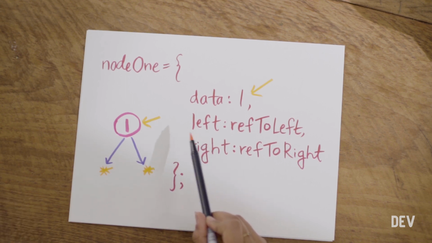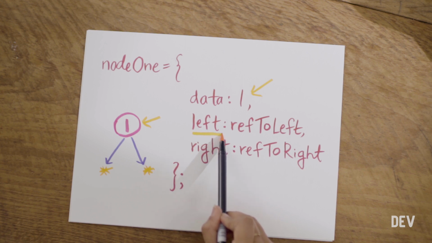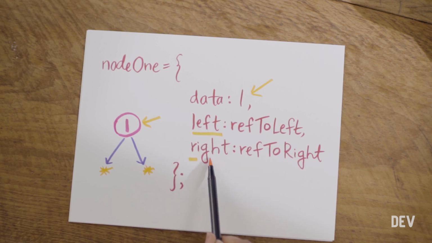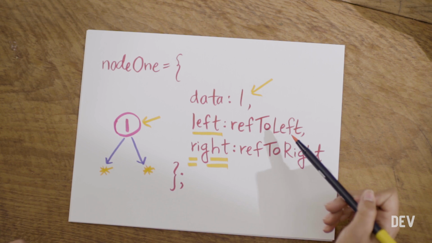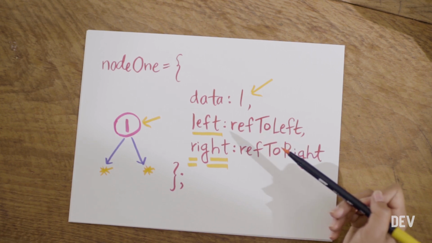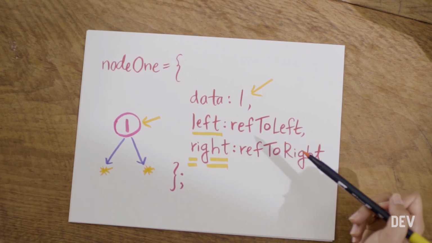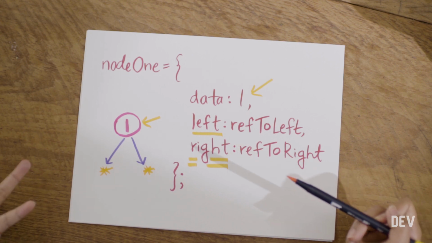Of course, we need to have a reference to the left child and the right child. However, the left child or the right child could be empty. If both of these references are empty, then we know we've reached a leaf node. Remember that a leaf node has no children. So let's take it a step further.